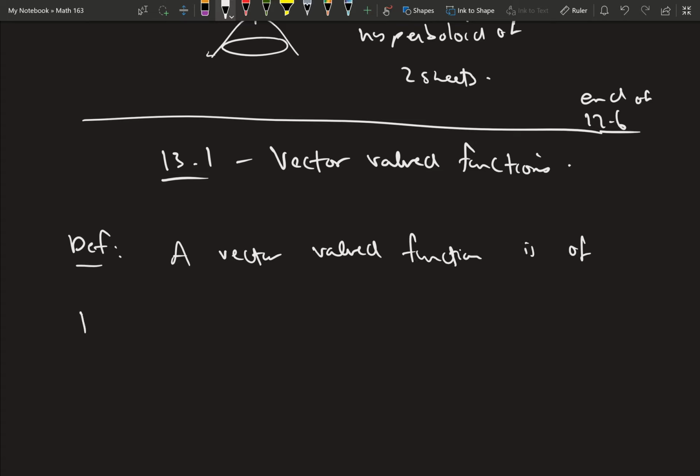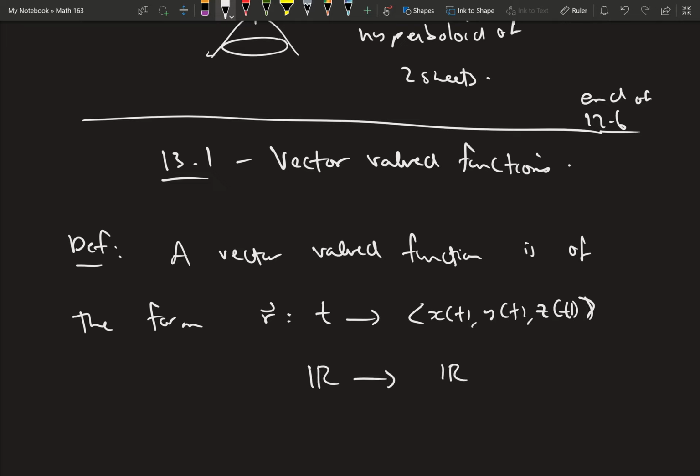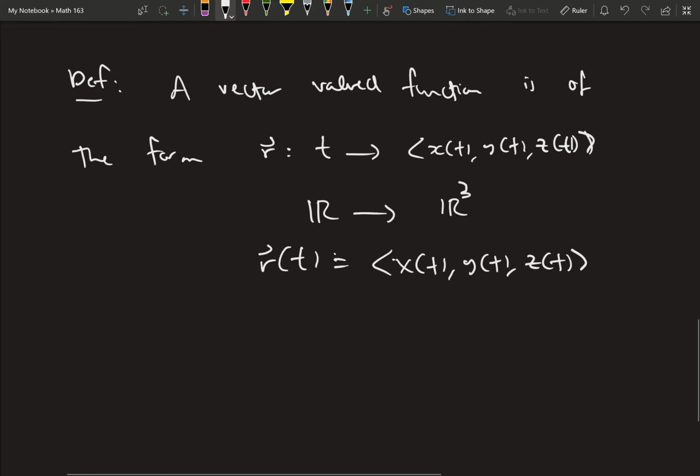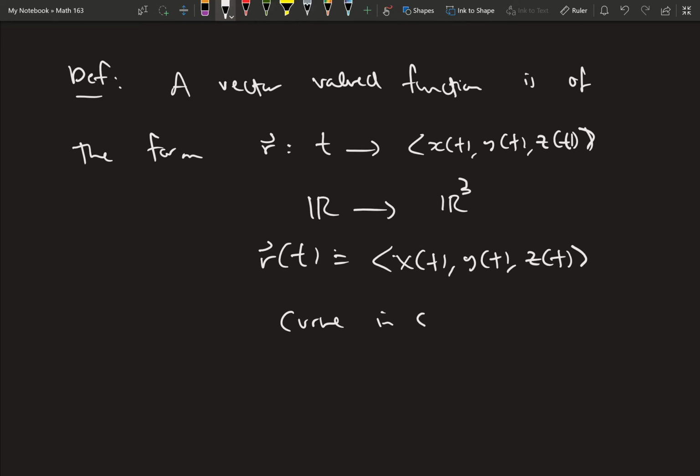A vector valued function is of the form: we have a map R that takes a real variable t to some x of t, y of t, z of t, or more abstractly, it takes the real line and bends the real line in R3. So essentially, R of t is equal to x of t, y of t, z of t. But it's a curve in space.